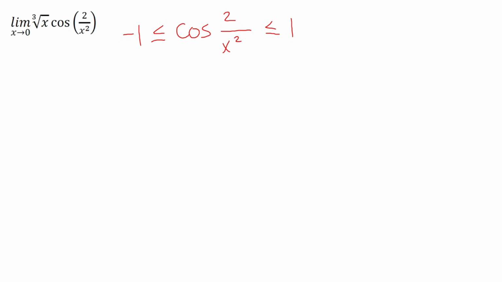And the big issue here is that the cube root of x is sometimes positive, and it's sometimes negative, right? If x is greater than 0, then the cube root of x is greater than 0. But if x is less than 0, then the cube root of x is less than 0. And because this is an inequality, it matters if I multiply by something that's positive or something that's negative. So we'll come right back to this.